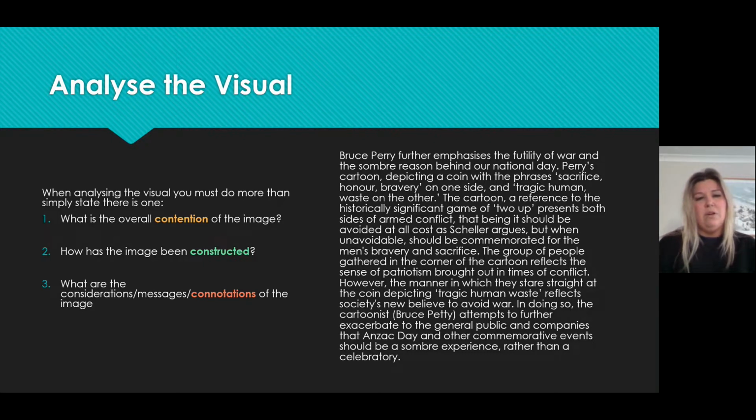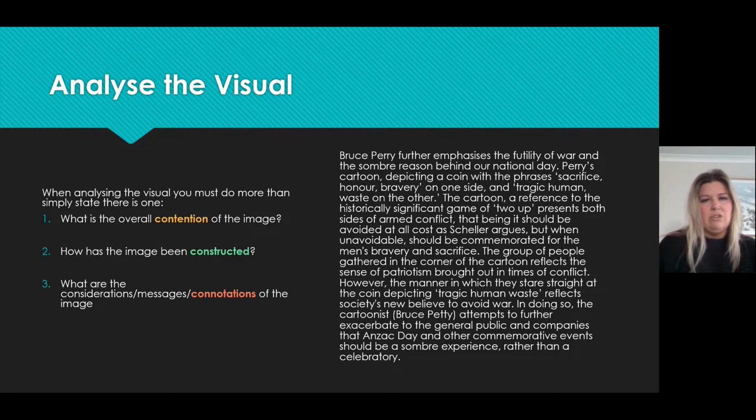If you do these three things, you are heading towards analysis. You should tell me what the overall contention of the image is. Why is it here and what message is it presenting? Then tell me how the image has been constructed. What is it of? What are the most important features of it? And then what are the considerations, the connotations and overall message of this image, and how does it work to support one of the arguments?